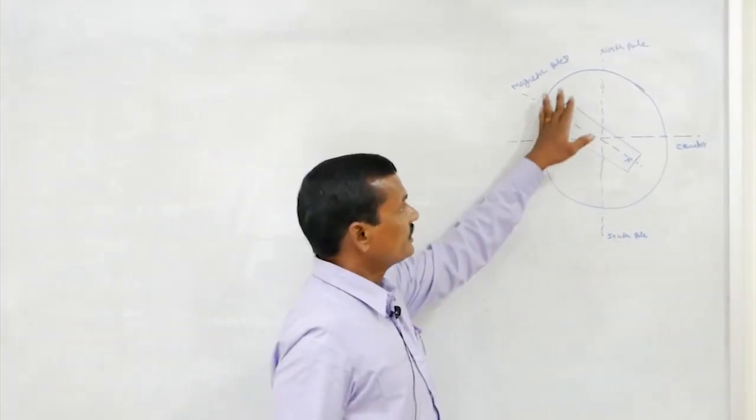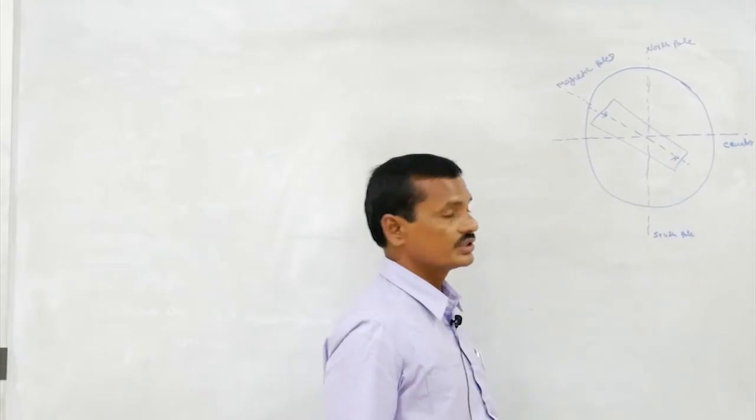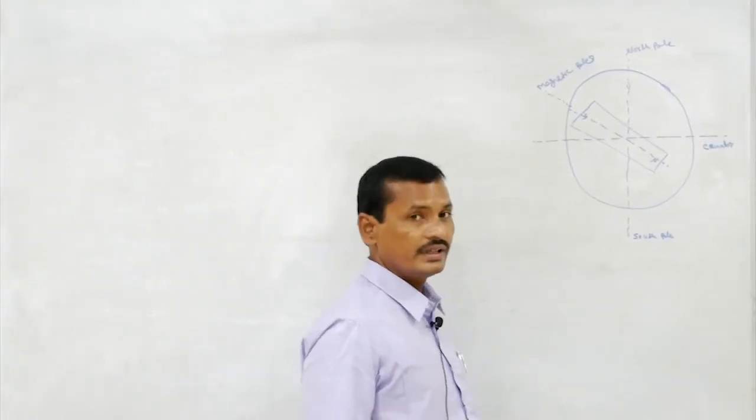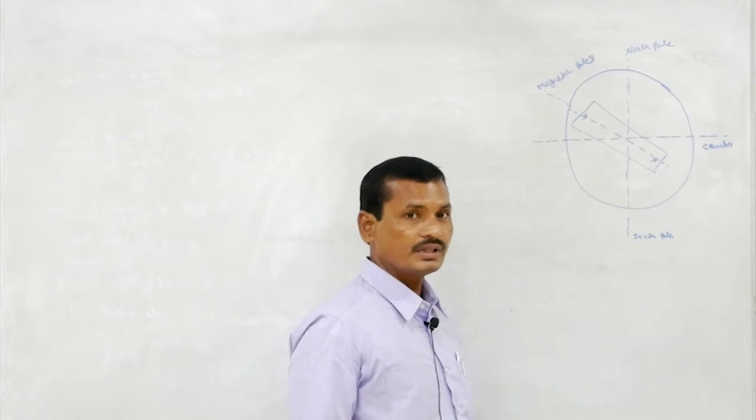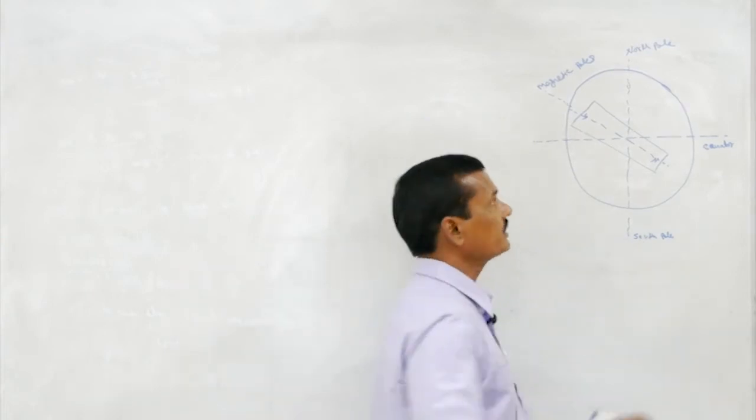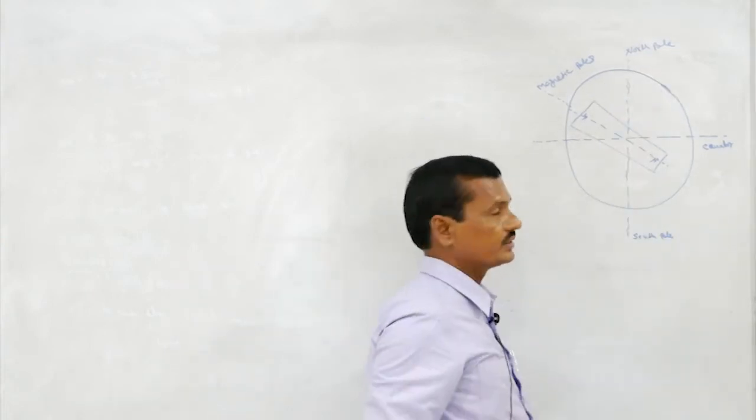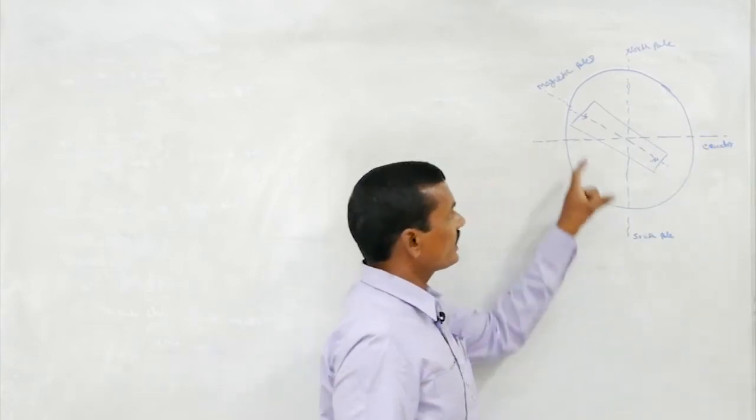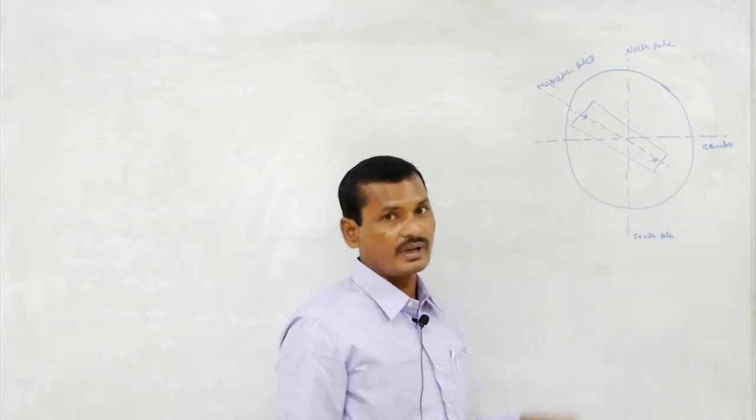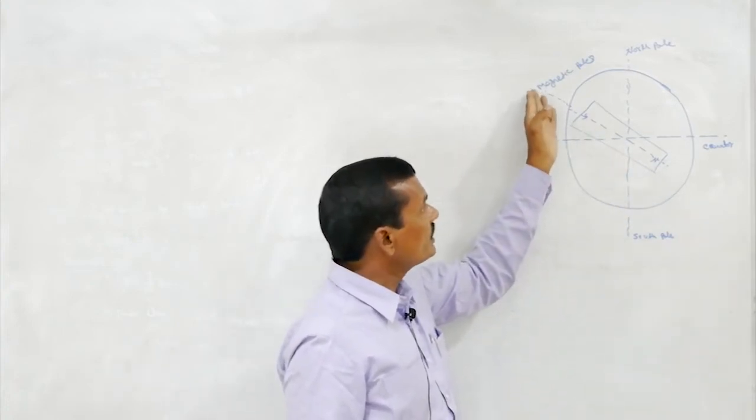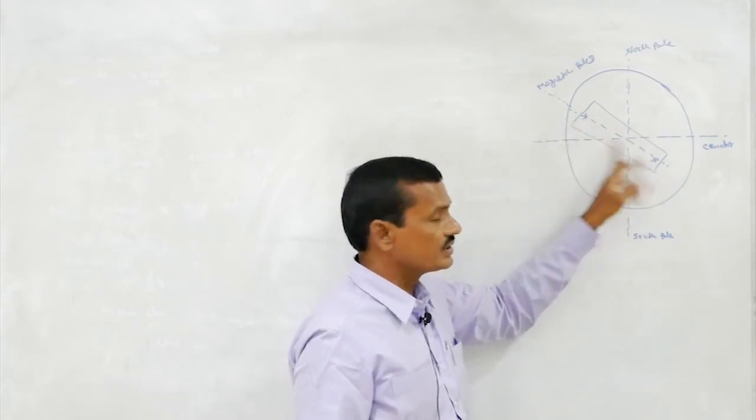For example, this is the earth. Earth is in the shape of a sphere. We place a compass. The compass shows north direction and south direction. Suppose this is the south pole of the earth and this is the north pole of the earth. This is the equator. For example, we are considering the earth as a magnet. This is the north pole and this is the south pole.